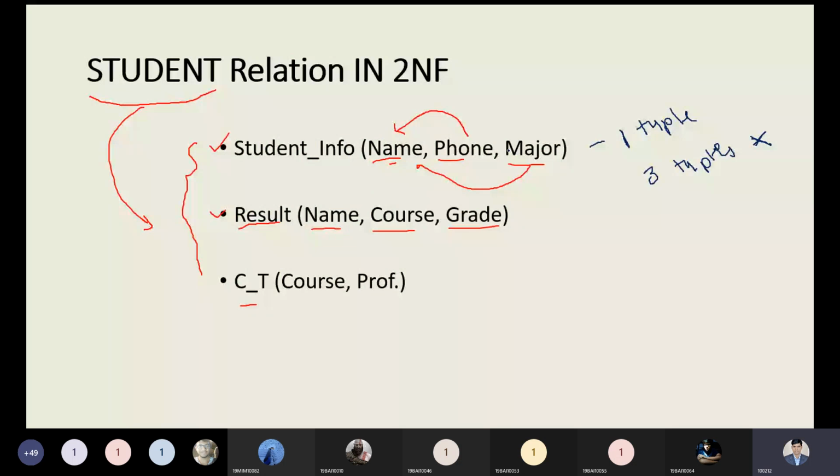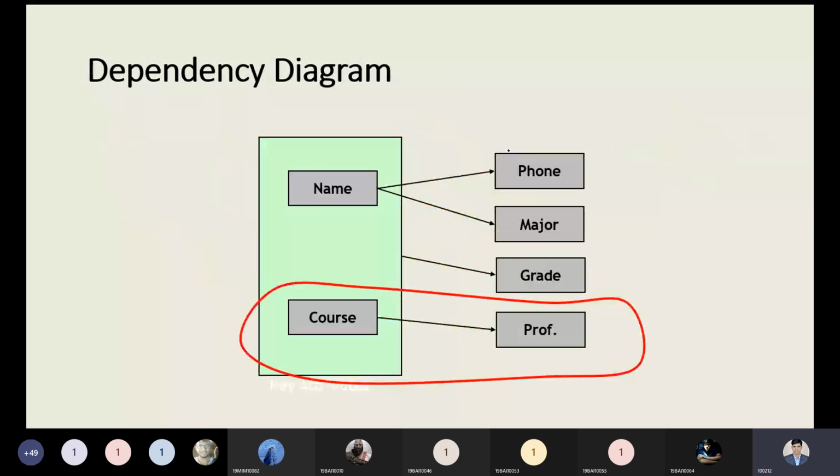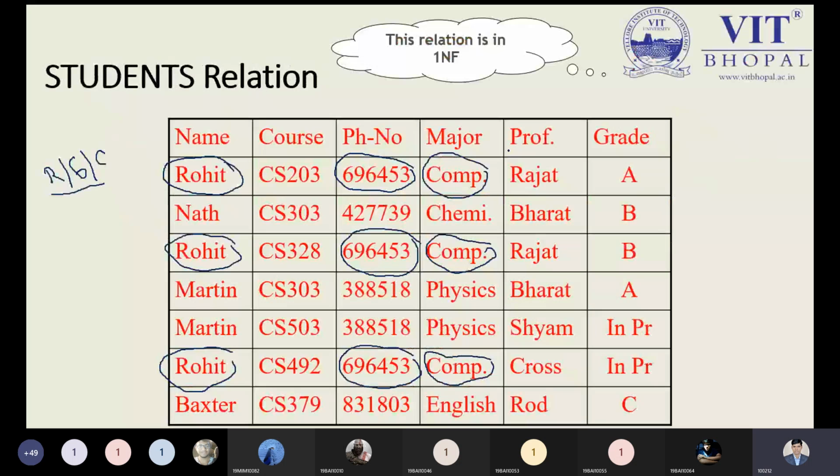Now if you're looking for data from the student info relation, it contains name, phone number, and major attributes. From this name, I found Rohit coming three times. One, two, three. Rohit's information is coming, no issue. Phone number, he has 696453. Every time he has the same phone number. Of course, a student's phone number will not change. Okay, we have multiple entries, there is no issue, but we have the same kind of information.